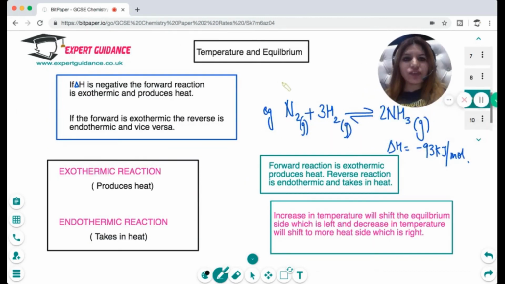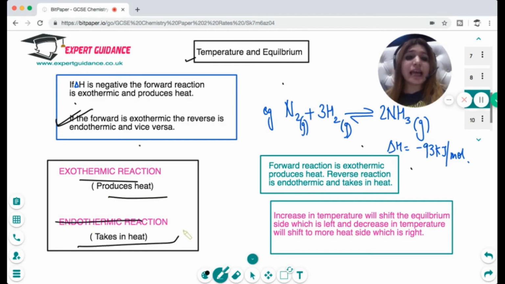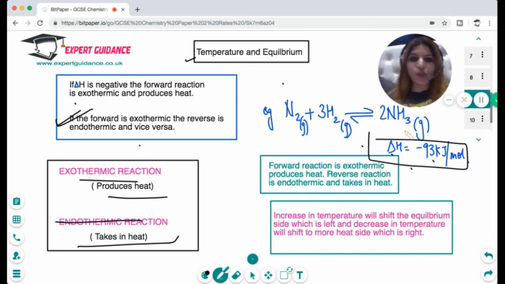Similarly, the temperature has the same effect, but for the temperature, you need to remember a rule. If a forward reaction is exothermic, that is producing heat, then the reverse will be endothermic, that is taking in heat, and vice versa. An exothermic reaction is the one that produces heat, endothermic takes in heat. How will you come to know whether a reaction is exothermic or endothermic? You look at the delta H sign. If the delta H is negative, the forward reaction is exothermic. And if it is positive, it is endothermic.